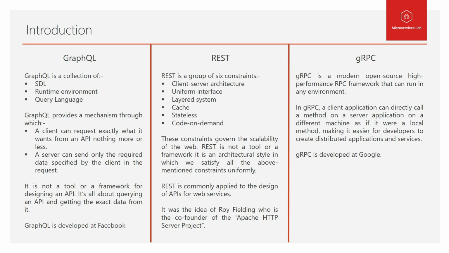Let us see REST now. REST is a group of 6 constraints: client-server architecture, uniform interface, layered system, cache, stateless, and code on demand. Among these constraints, code on demand is optional. These constraints govern the scalability of the web.